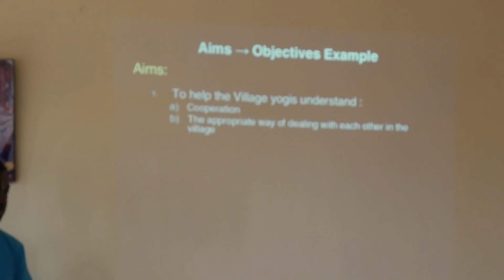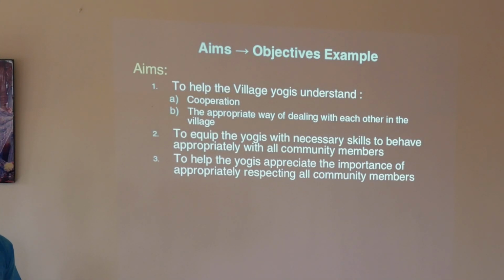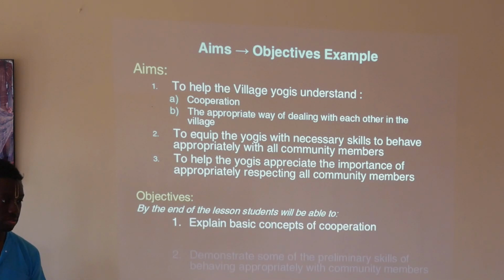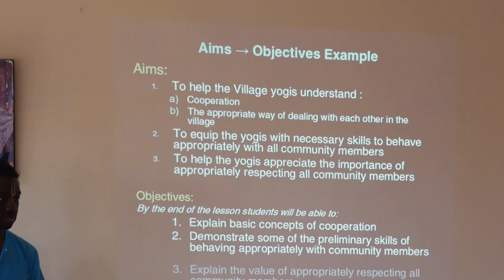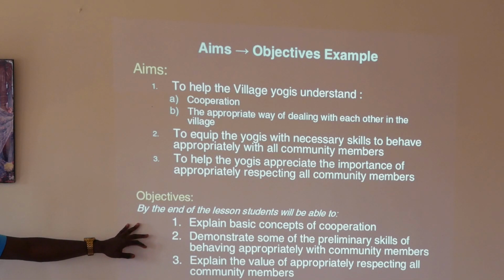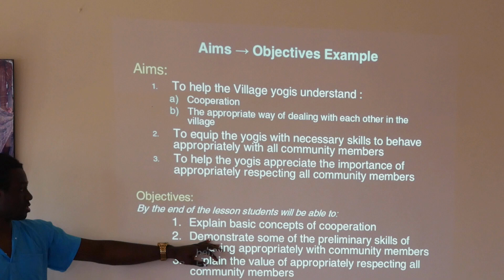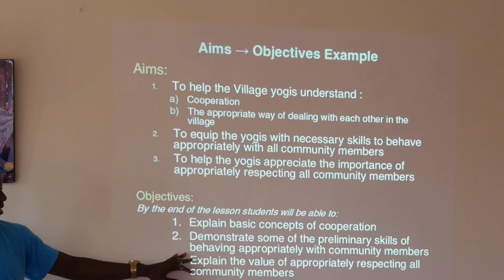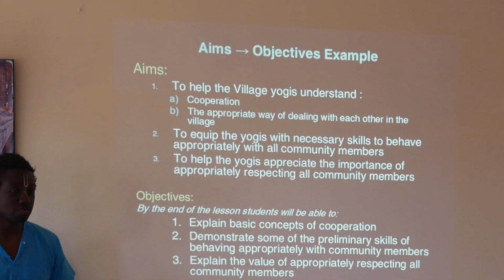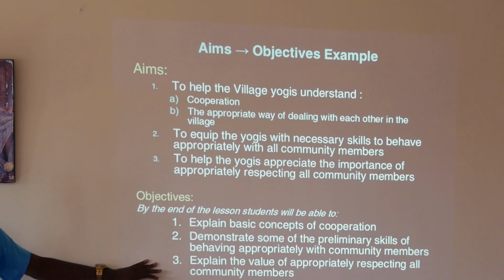Okay, let's see if we've got some examples. By the end of the lesson, students will be able to explain basic concepts of cooperation, demonstrate some of their preliminary skills, and explain the value of appropriately respecting all members of the community. So this is knowledge of those values.